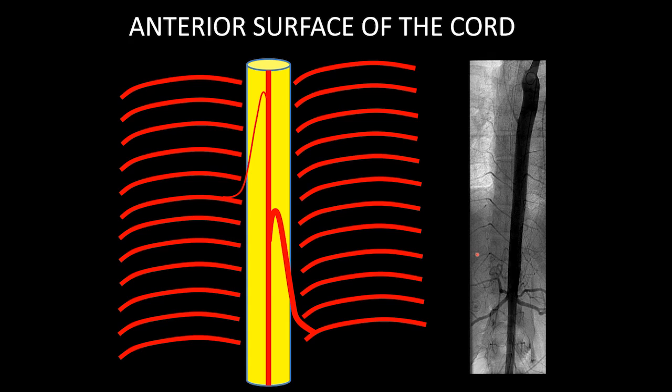This is the appearance of an aortogram. Here we have a pigtail catheter injecting the dye within the descending aorta. We see all these segmental arteries, on the right side and on the left side, some of which will give the radiculomedullary supply to the spinal cord.